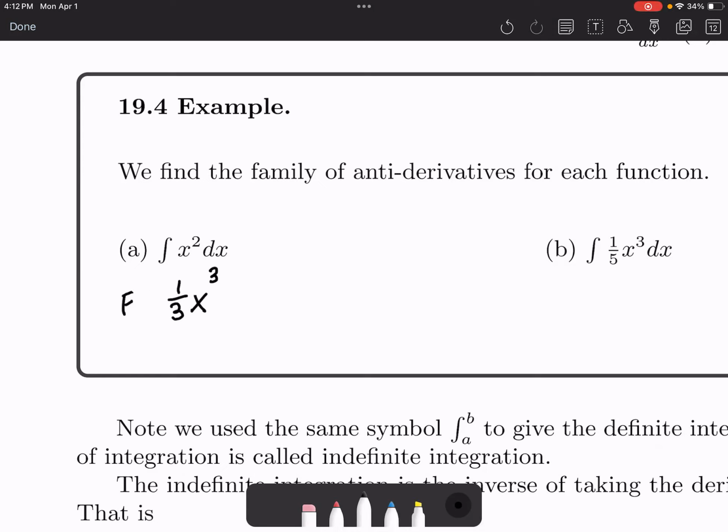Let's double check. So if this is f of x, then f prime of x, right? If this is a good antiderivative, I should get back x squared. And I think we made the good choice, because when we differentiate capital F of x, the 3 drops down, cancels with the 1/3, and we have just x squared. So we got what we wanted. This capital F function is a good antiderivative, but we want the family of antiderivatives. So we should add a constant, because any function that looks like this will have x squared as a derivative.